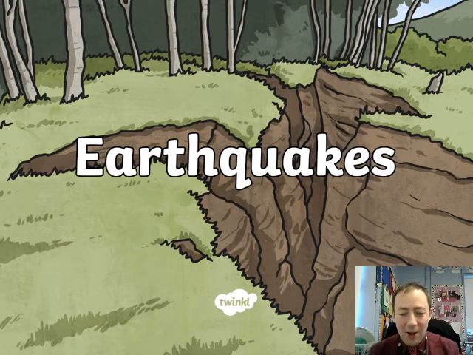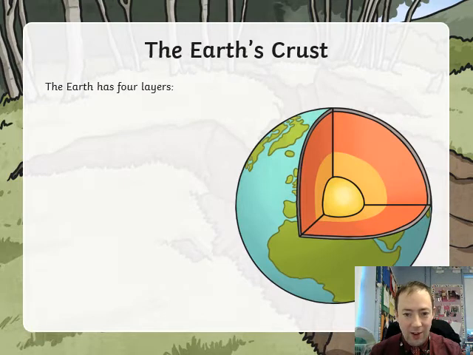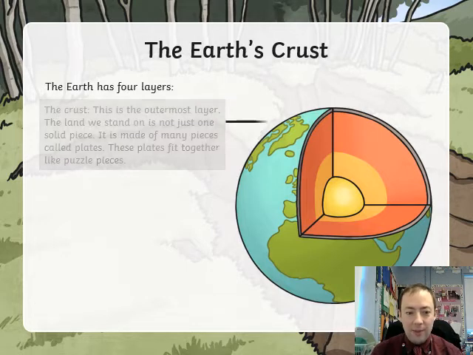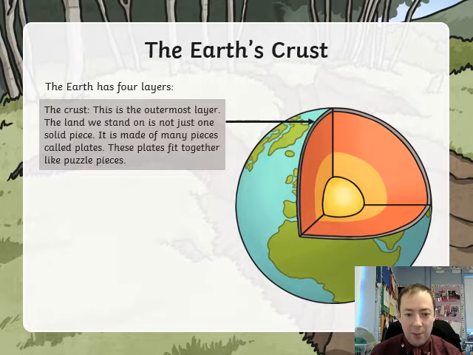Good afternoon. Today we're learning all about earthquakes. So what is an earthquake? Well, in order to explain it, you'd have to start talking about the Earth. The Earth has 4 layers. The crust, which is the bit on the top, which is the bit we're all standing on or sitting on. This is the outermost layer.